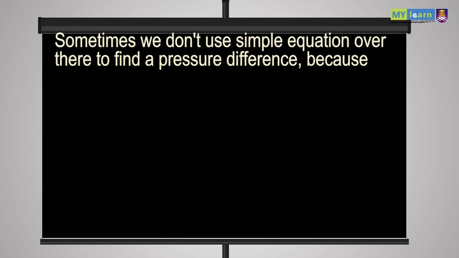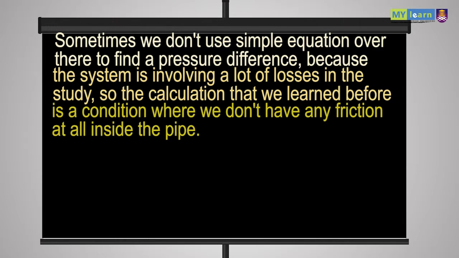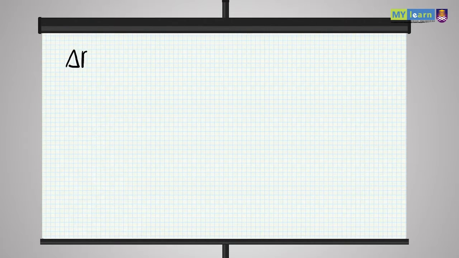Okay, in piping systems, sometimes we don't use the simple equation to find the pressure difference, because the system involves a lot of losses. The calculation that we learned before is for a condition where we don't have any friction at all inside the pipe. So to find the losses inside a pipe, we have to know the equation for the losses. We call it delta PL, or the pressure drop, or pressure loss, for all types of fully developed internal flows, which is laminar or turbulent flows, circular and non-circular pipe, smooth or rough surfaces, horizontal or inclined pipe. So this is universal for every different kind of internal flow.